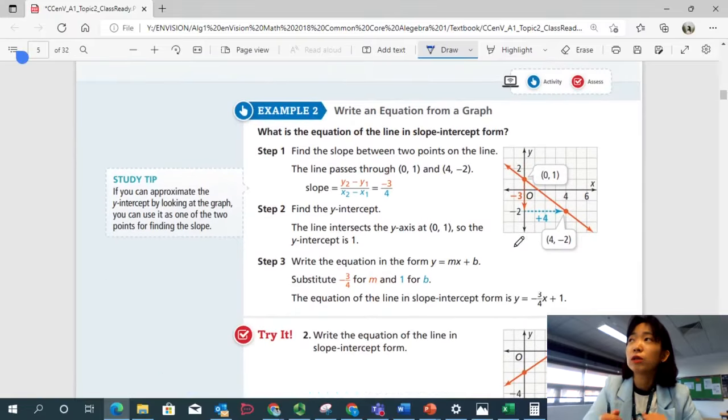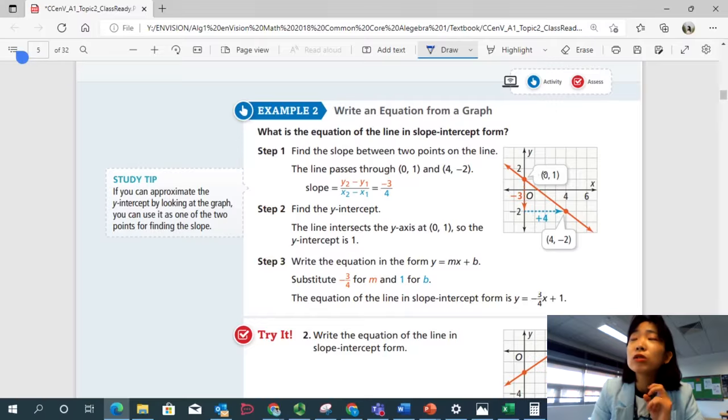Let's look at example 2. Write an equation from a graph. What is the equation of the line in slope-intercept form? Step 1. Find the slope between 2 points on the line. What if you have a graph and you want to write the equation in slope-intercept form? So we're going to go the other way. If we look at this graph here, you can point out some important points, right? You can find the slope between 2 points.